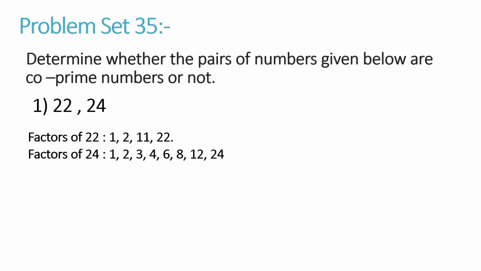So let's start. 22, start from 1. 1 into 22 is 22. 2 also, the table is coming. 2 11s are 22. Then it goes directly to the 11 table. So 11 2s are 22, and then directly 22 1 is 22. So all the factors you are getting here.